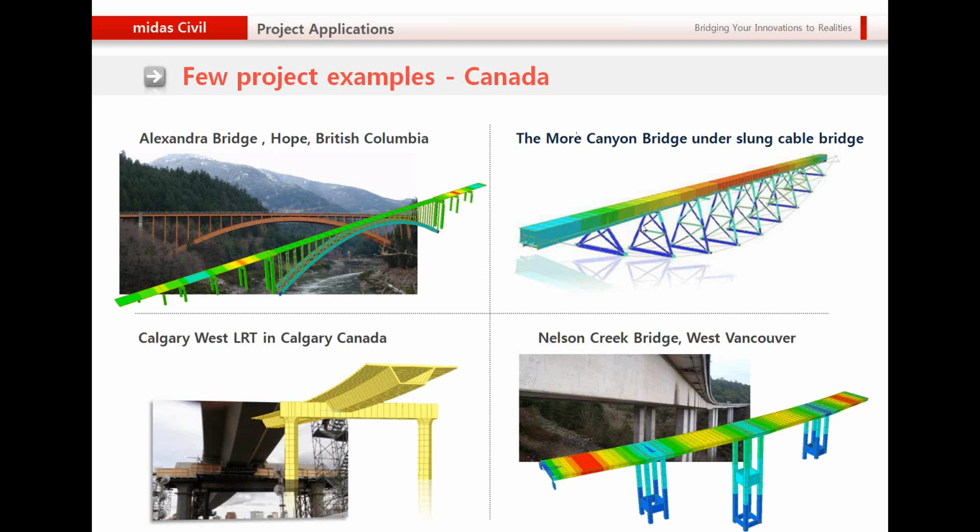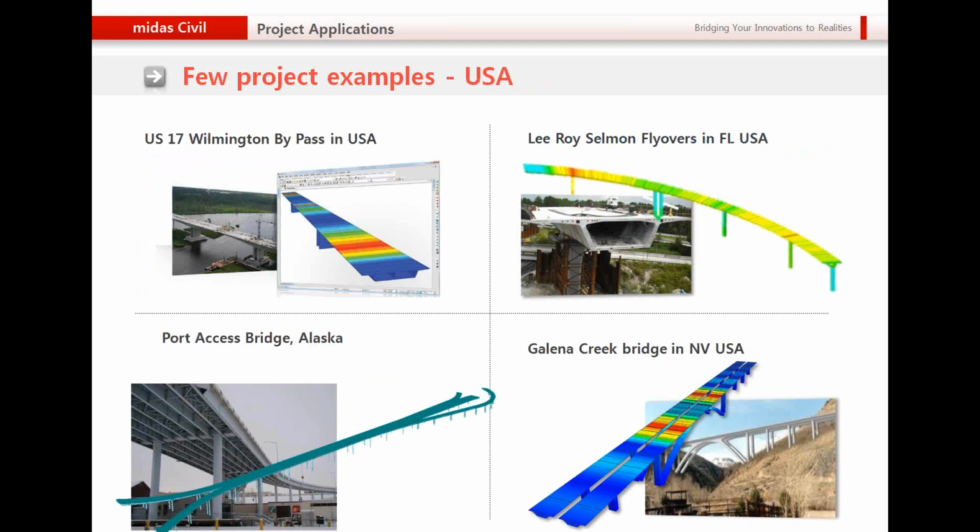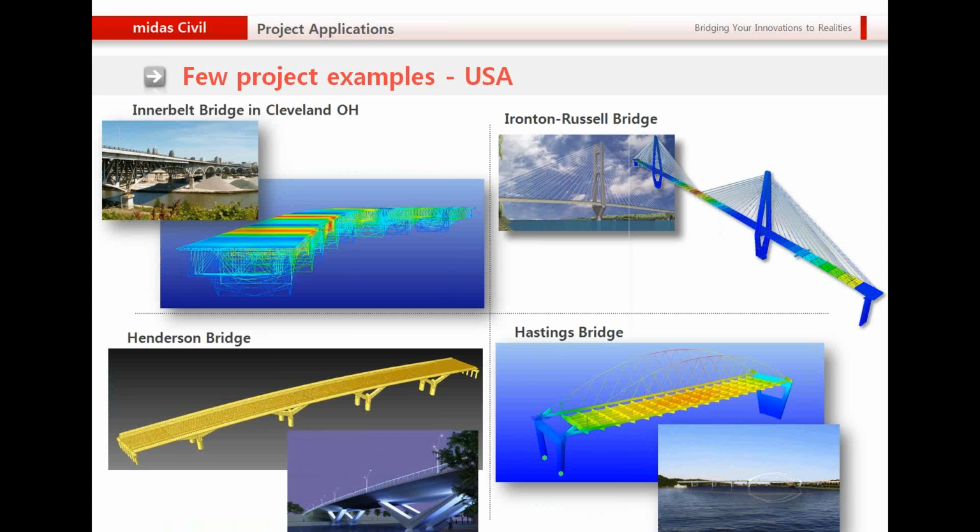Again, if you want to see the projects which were done in United States with Midas Civil, you can see them on the screen which is in front of you right now. The US 17 Wilmington bypass, the Leroy Selman flyovers, and some more projects here. So basically Midas Civil has been used in a variety of projects. With these project examples, you must have seen that Midas Civil has been used not only for segmental bridges, but it has been used for truss bridges or conventional bridges as well as for cable stayed bridges.